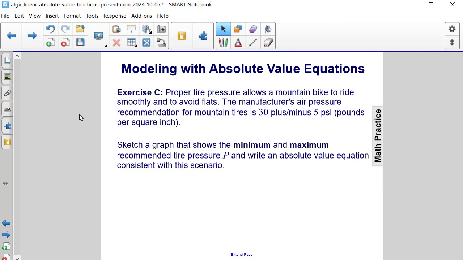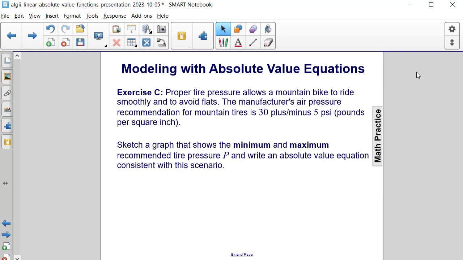Proper tire pressure allows a mountain bike to ride smoothly and to avoid flats. The manufacturer's air pressure recommendation for mountain tires is 30 plus or minus 5 psi, which is pounds per square inch. Sketch a graph that shows the minimum and maximum recommended tire pressure, or capital P, values, and write an absolute value equation consistent with this scenario. How could we end up starting this problem?